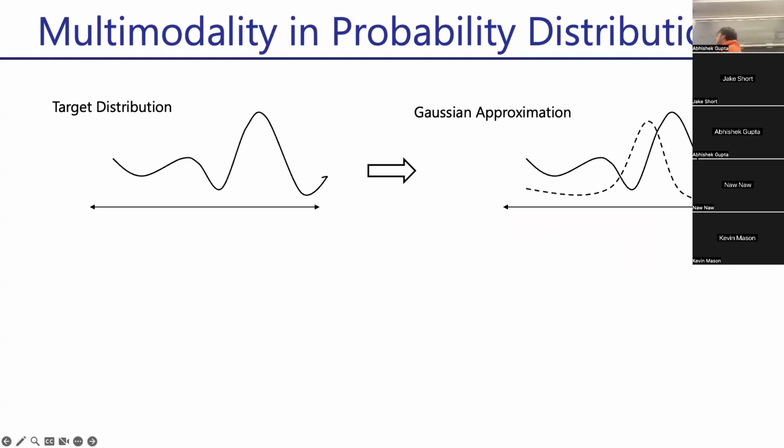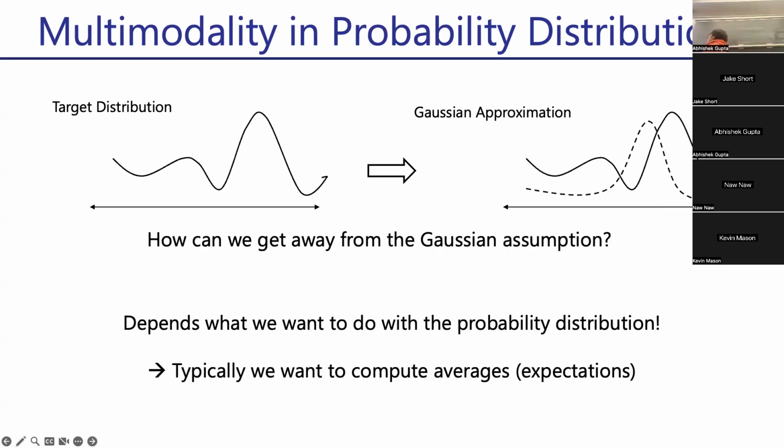So the issue is that we have this target distribution, which is non-Gaussian, and we want to approximate it with a Gaussian. That's bad. Typically, you're going to lose expressivity. You're going to get things that are inaccurate. When you introduce this approximation, you drop modes, bad things happen. And so we want to get away from the Gaussian assumption.